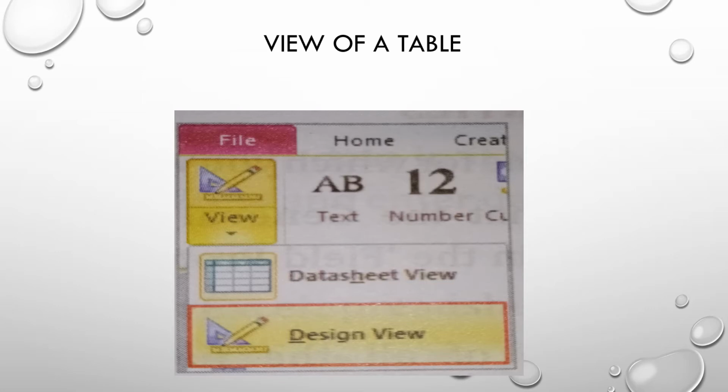Switching between the views. Microsoft Access allows you to switch from one view to another by some steps. Click on the View option in the View group on the Home tab to change to the desired view, or click on the Design View or Datasheet View buttons at the right corner of the status bar.